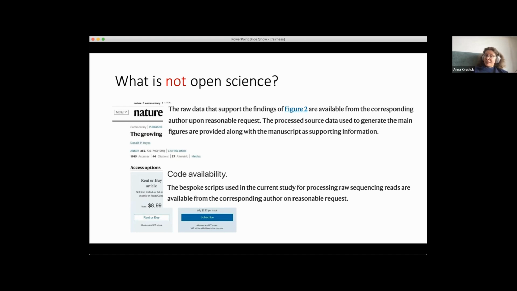To be fair, it's getting much better. To make the screenshot to give this talk, I actually looked through the last 3 issues of Nature Methods and have not seen any where data was only available upon reasonable request. But a few years back, of course, everything was like this, right? So we know that this is not what we want to have.